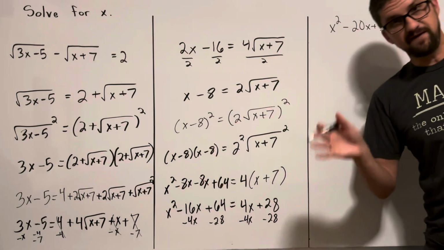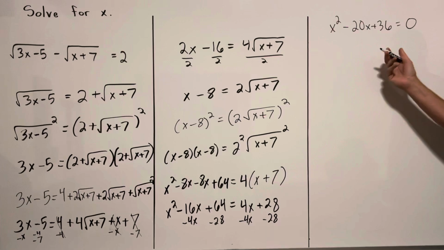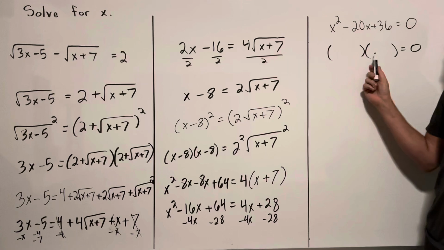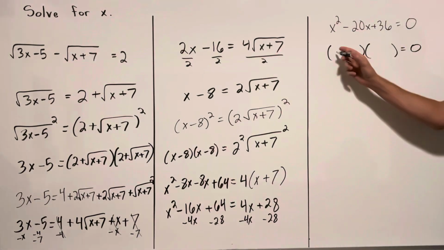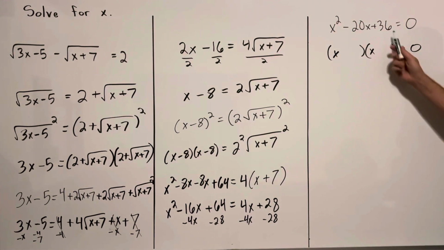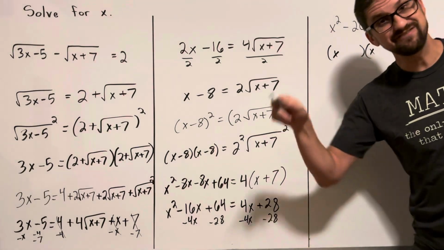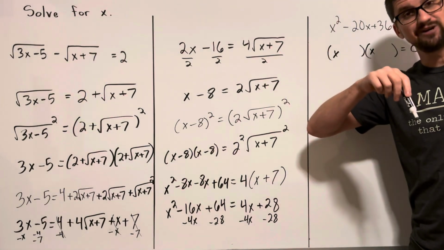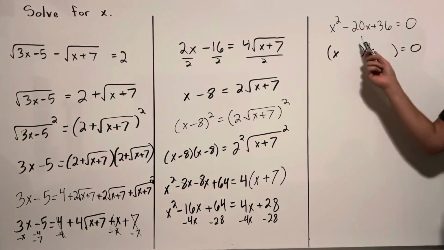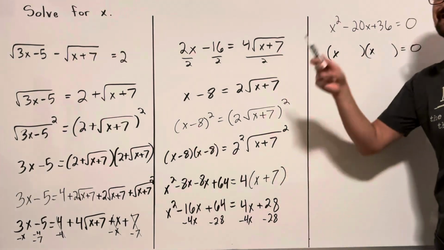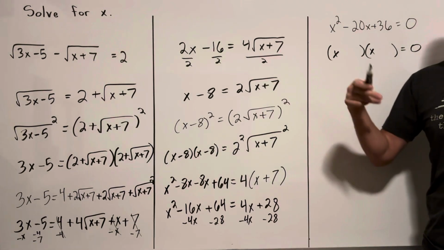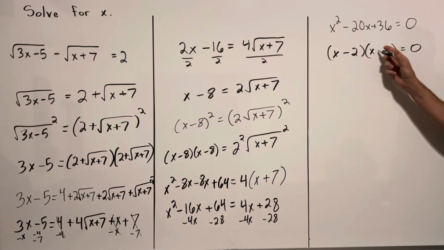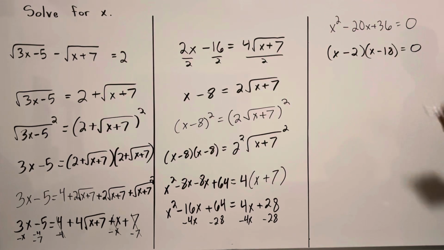All right, I'm going to solve this by factoring this trinomial. It's going to factor into 2 binomials. The 2 first terms are going to multiply to give x squared. That's x and x. Then I need 2 numbers that multiply to 36 but add to give negative 20. This middle term, that's going to be negative 2 and negative 18. Negative 2 plus negative 18 is negative 20, and negative 2 times negative 18 is positive 36. So this is going to factor into x minus 2, x minus 18.